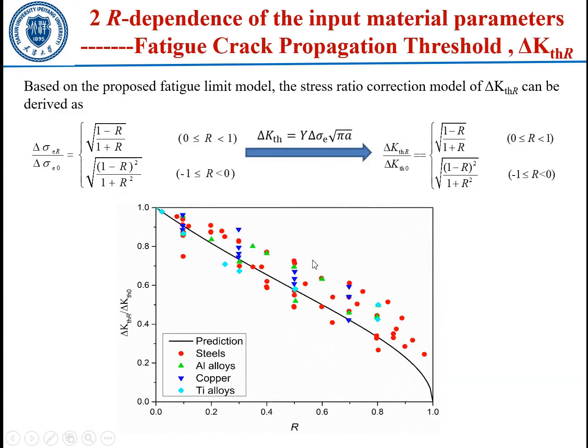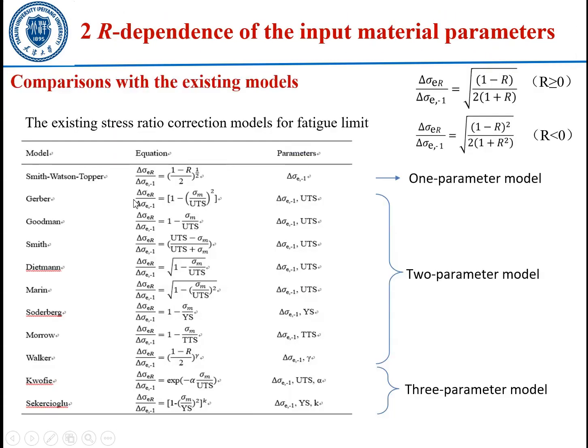Based on the fatigue limit model, we further derived the stress ratio correction model for fatigue crack growth threshold. The model is also verified with a large amount of data in the reference. Then we compared our proposed model with some existing models. This slide shows the fatigue limit models. From the perspective of the needed parameters, our proposed model, as well as the SWT model, needs the fewest parameters. This means it is convenient to use.